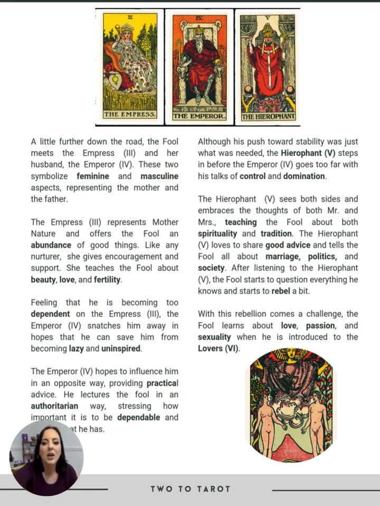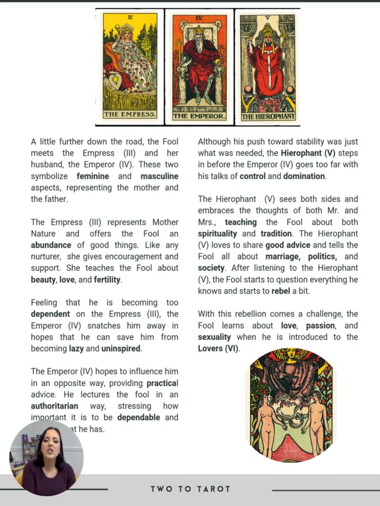And now we are to the third card, the Empress, another person. Remember that the Major Arcana is made up of people and then also challenges, and there's 5 different things, but here we have another person. So a little further down the road, the Fool is going to meet the Empress and her husband, the Emperor. So the Empress is 3. She's the feminine. And then he's with her, the Emperor. He is the masculine. They represent both the mother and father.